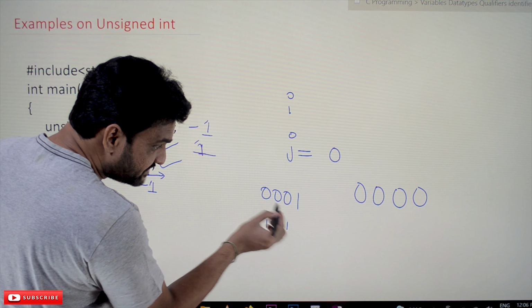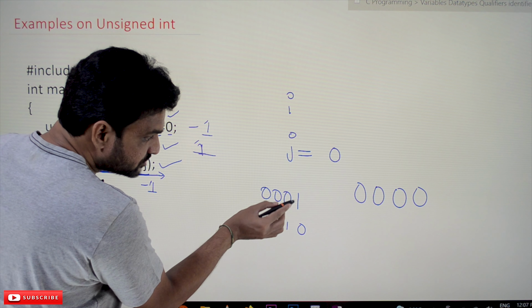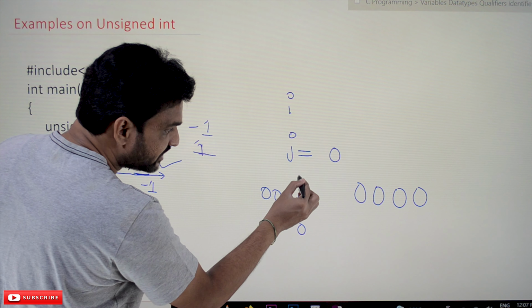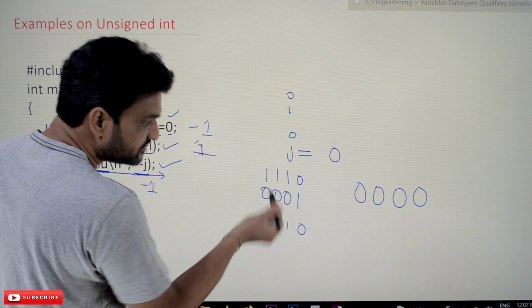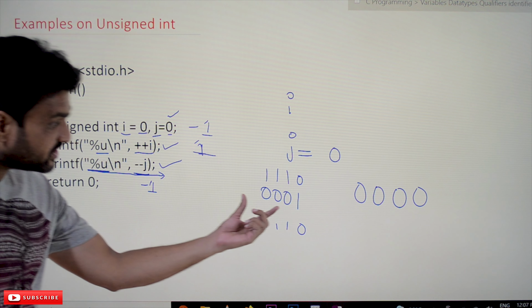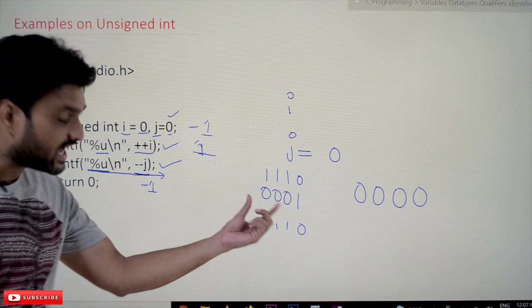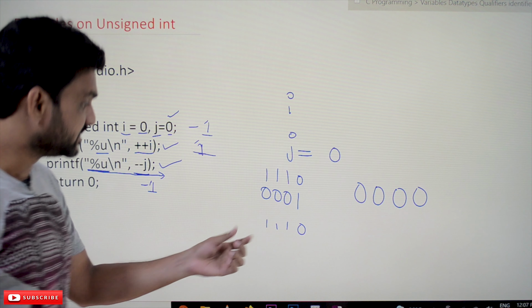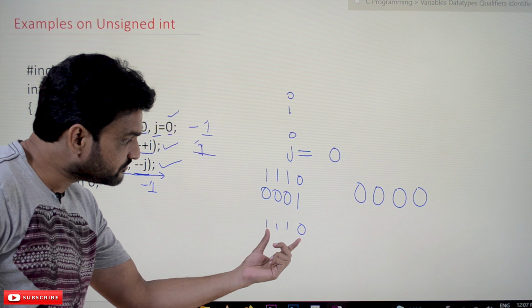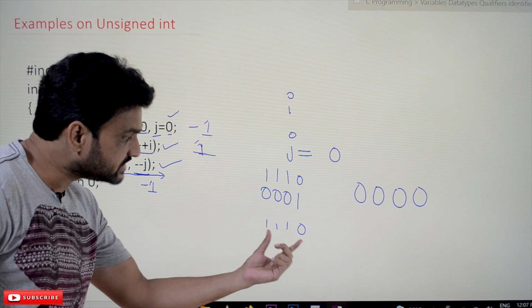Complementing means if a bit is 1, take it as 0, and if it is 0, take it as 1. If these bits have 1, they get converted into 0, and if the bits have 0, they get converted into 1. That is what we call complement. This is called the 1's complement. To this 1's complement, if you add 1, you get the 2's complement, so it is going to be 1 1 1 1.